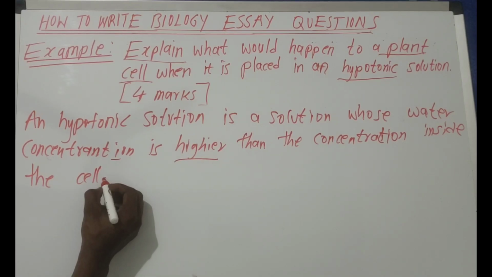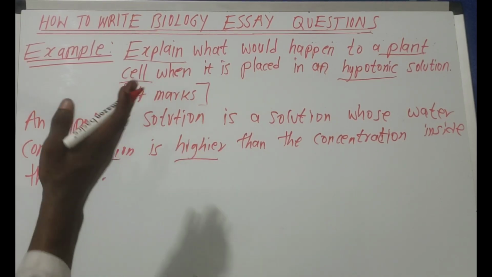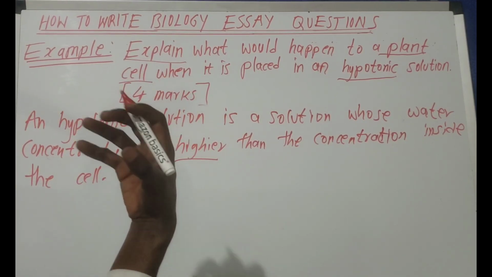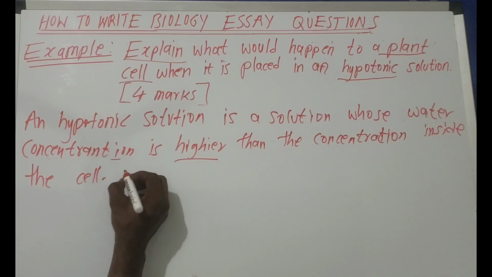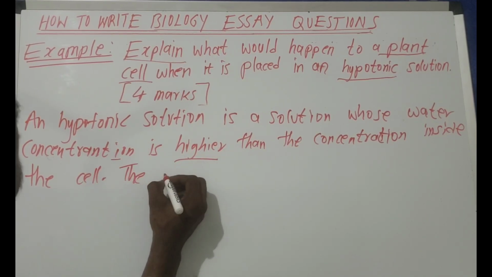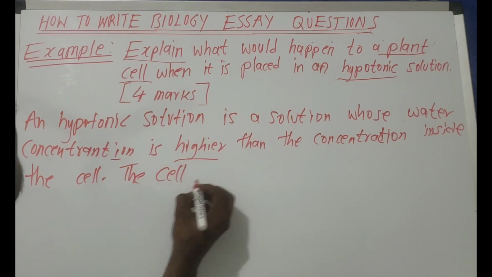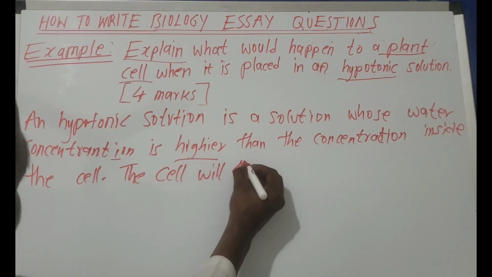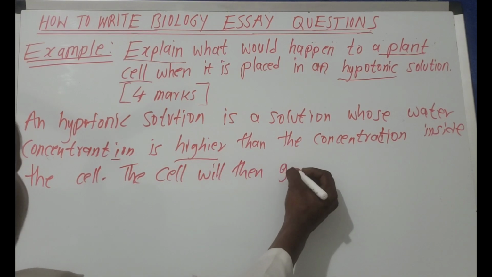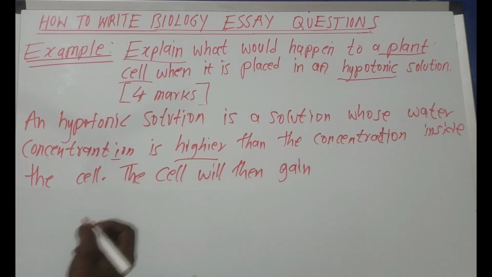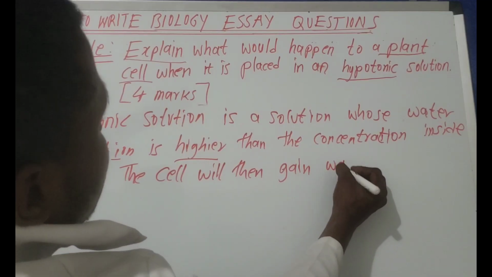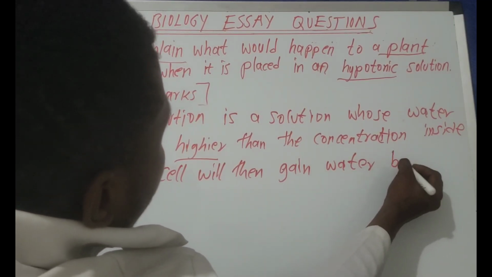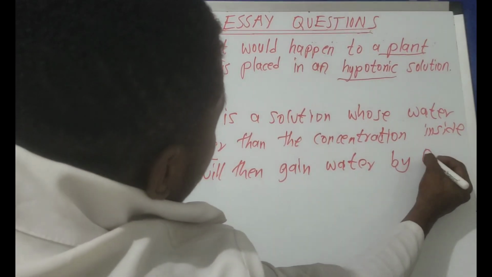Then, since we've placed the cell in a hypotonic solution which has more water, we understand that osmosis is going to happen. So what will happen to the cell? The plant cell will gain or absorb water by osmosis.